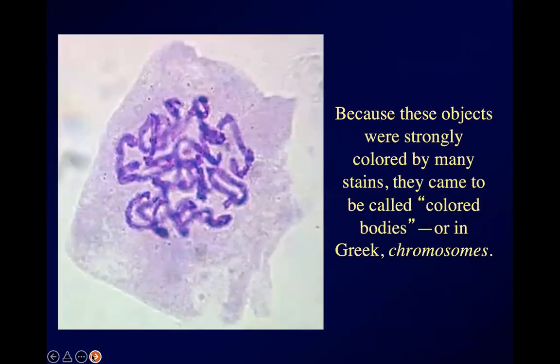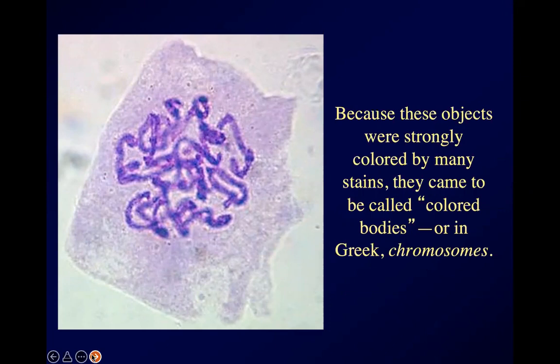And the reason I brought up that whole business about artificial dyes is that those stringy things turn out to be something many stains would color very strongly. If you don't stain the cells, they are virtually transparent. But if you do add some stain, often the little stringy things take up the color very strongly. And you can see there's a lot of contrast between the stringy things and the rest of the cell. Now, we can't just go around calling these objects stringy things. So they came to be called colored bodies, which in Greek is chromosomes.